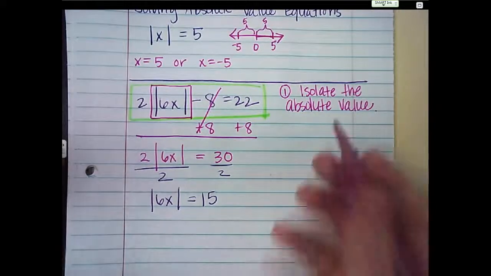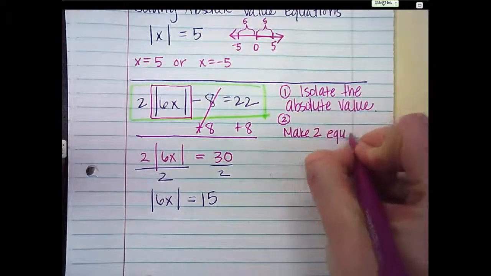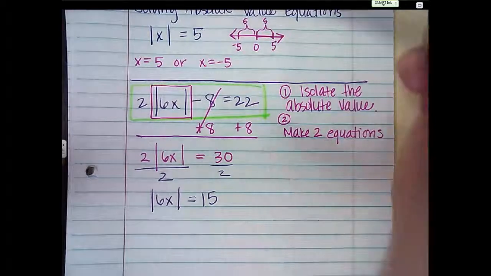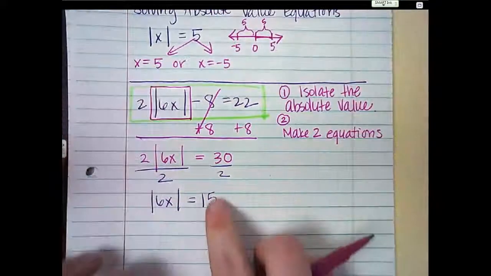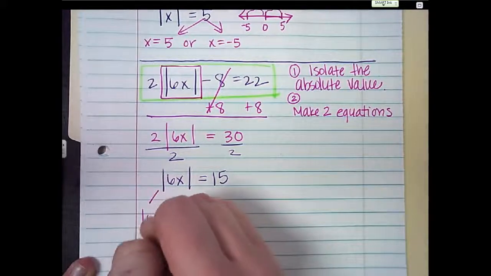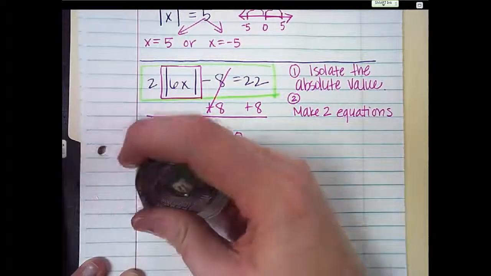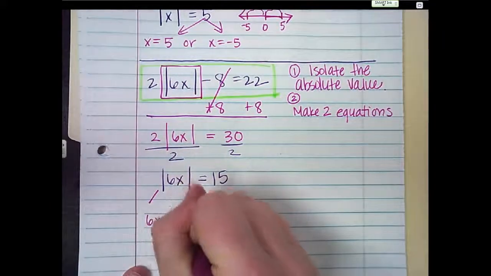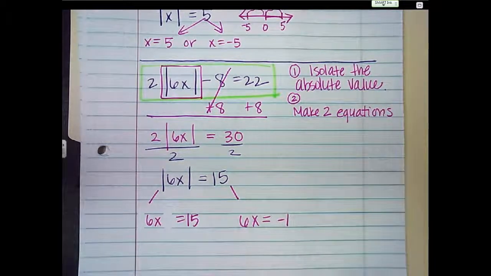Okay, so step 2. We're going to make 2 equations. So this is how we get our 2 answers. This one up here that I did, where I had 5, we got positive 5 and negative 5. That's what I'm going to do with the 15. So I'm going to split it up. I get absolute value of 6x, no absolute values, sorry. That was it. Just 6x equals 15. And then I also have 6x equals negative 15.